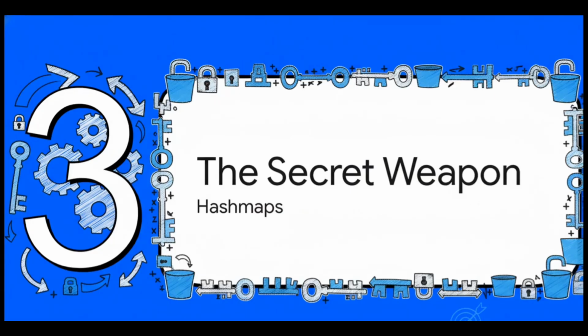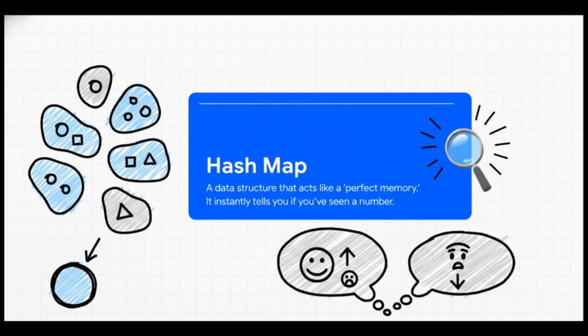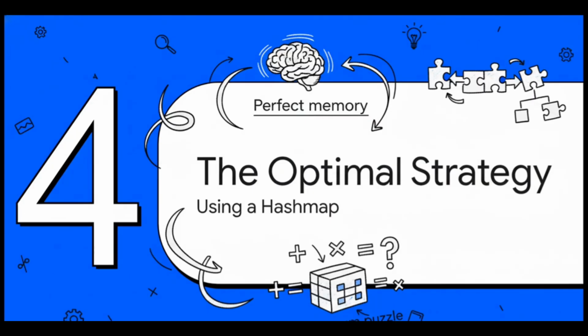So how do we actually ask that smarter question? Well, we need a secret weapon. And in programming, that weapon is very often a little something called a hash map. Now, don't let the technical name throw you off. A hash map is just a super clever tool that basically works like a perfect memory. You can give it a number, and it can tell you, like instantly, yep, seen that before, or nope, that's a new one. It's incredibly fast.